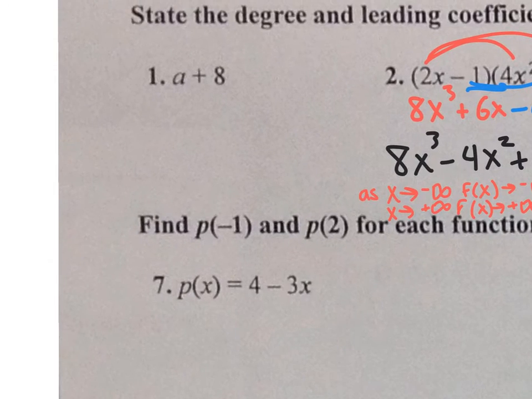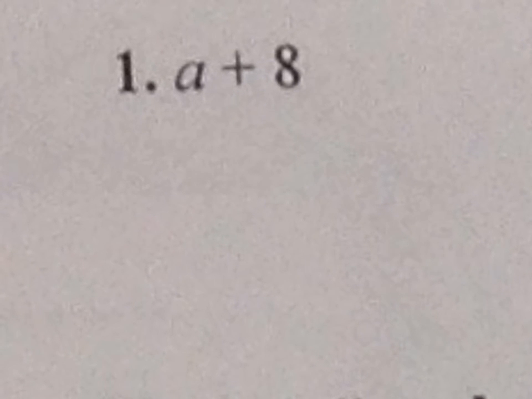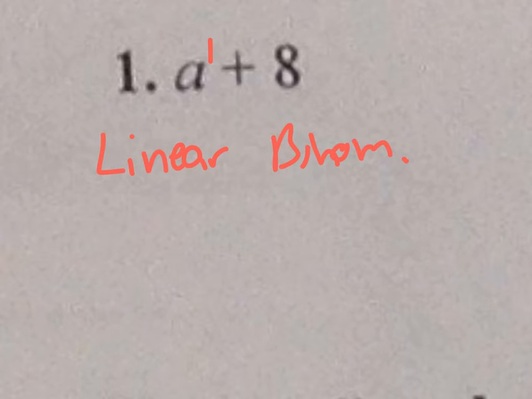Now let's do the same thing for this one. What's the degree? 1. The degree is 1. That's one answer. What's the leading coefficient? 1. That's another answer. Classify it, first and last name. Linear binomial. All right, linear binomial.